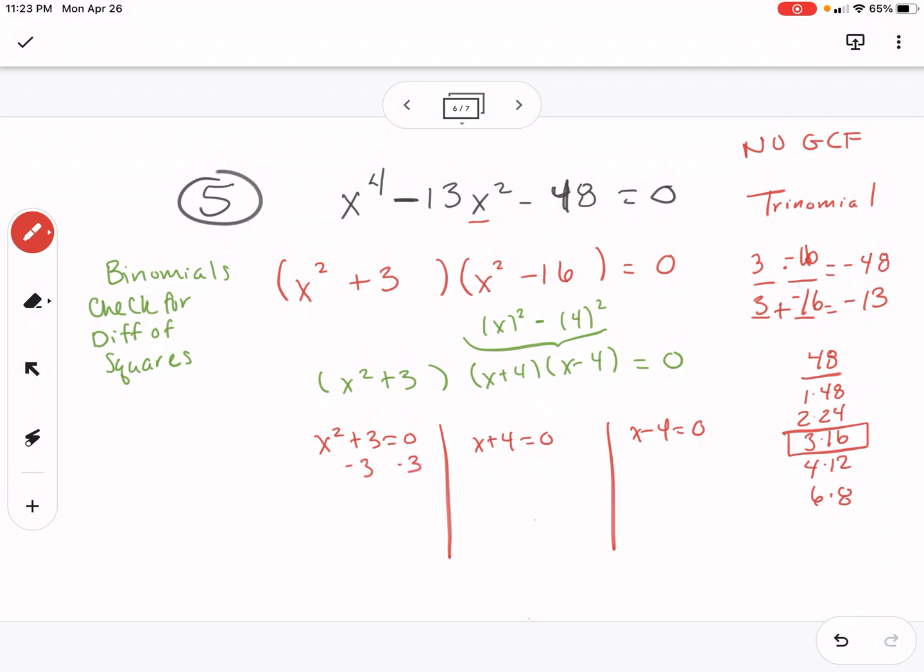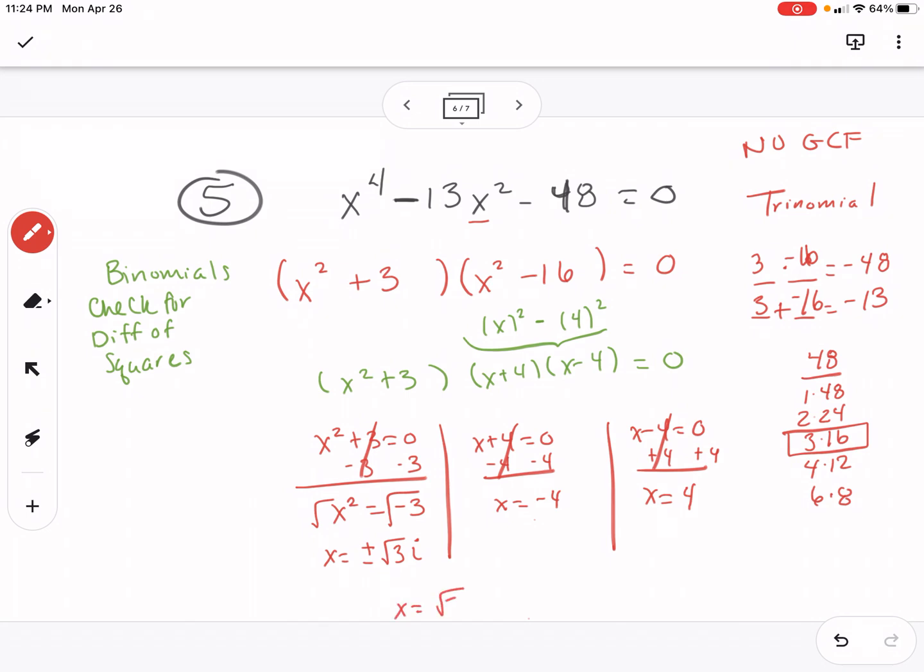Here I would do minus 3. The opposite of squaring would be to square root. Remember, when you square root, you can have a positive or negative answer. Now, since this is square root of a negative, that means it's going to be imaginary. So I'm just going to write it as square root of 3 with a little i at the end. Here, the opposite of plus 4 is minus 4. The opposite of minus 4 is plus 4. So my solutions are x equals square root of 3i, negative square root of 3i, negative 4, and positive 4.